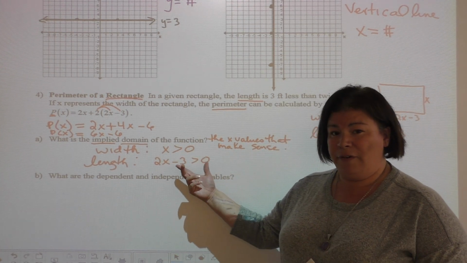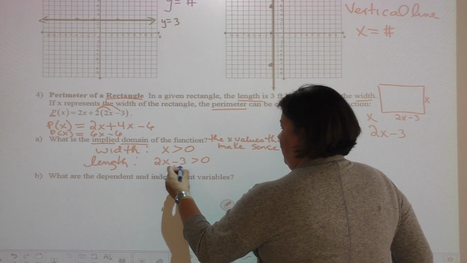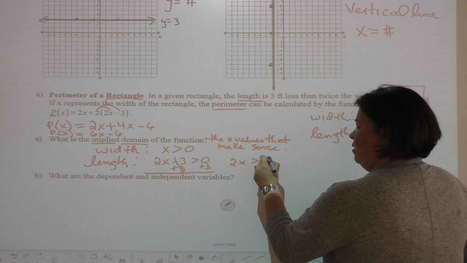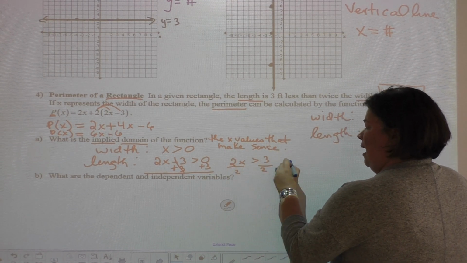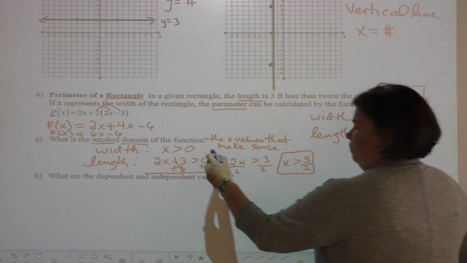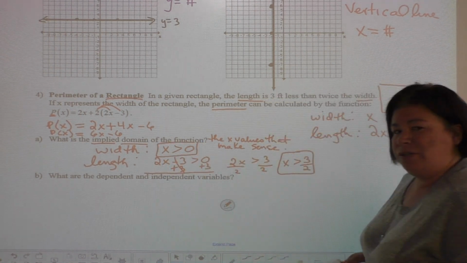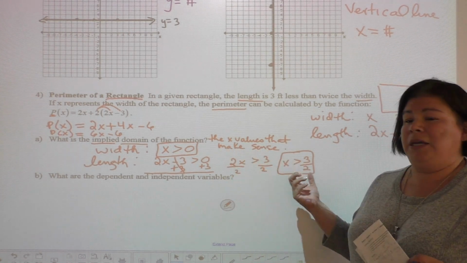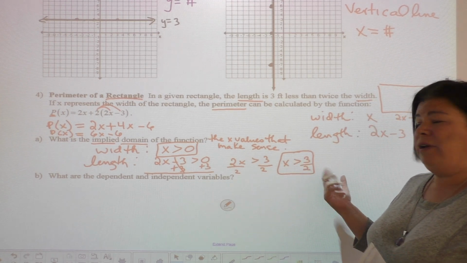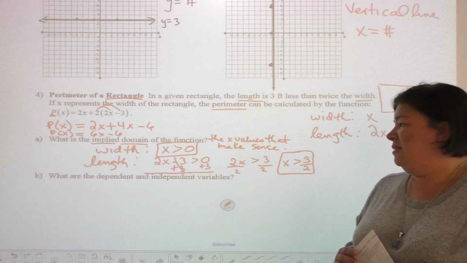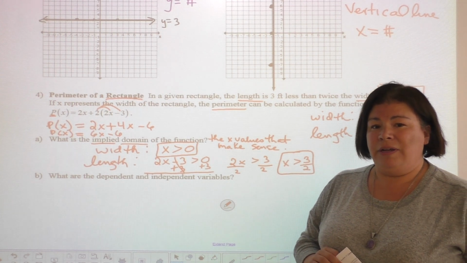And if I solve for x here and add 3 to each side, I'm going to get 2x is greater than 3. X would have to be greater than 3/2. Now, we have two answers. So my question is, can x be 0 or 3/2? Or does it have to be greater than just 3/2?